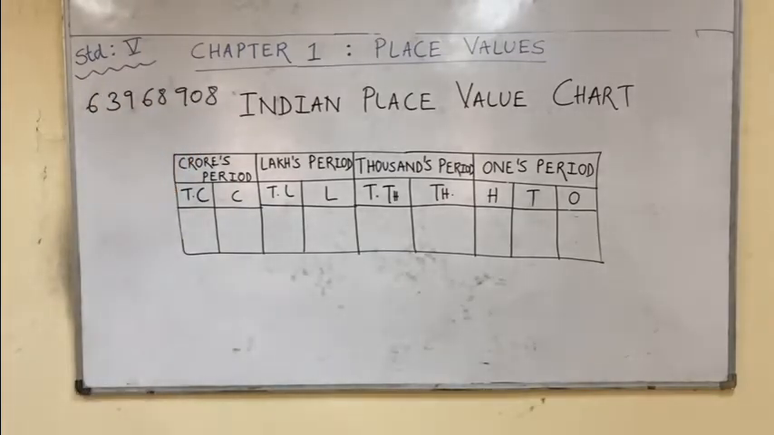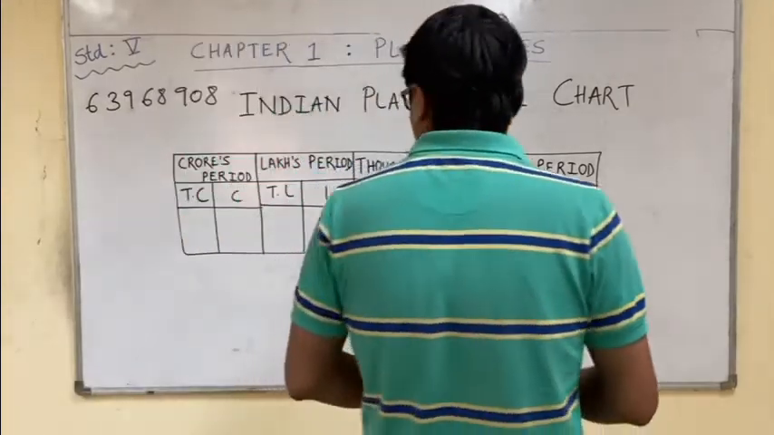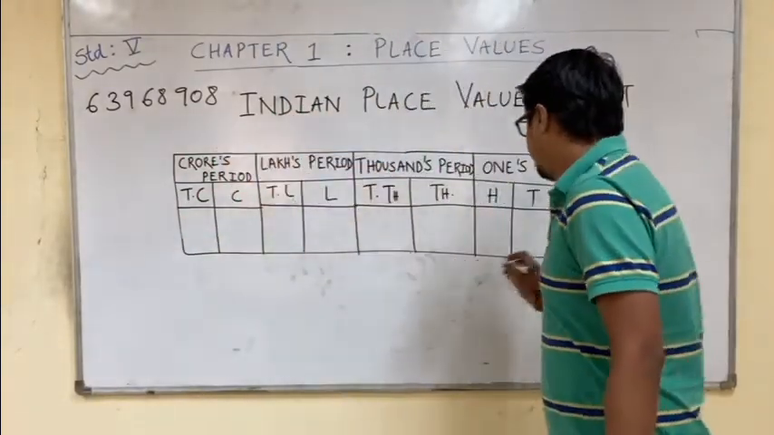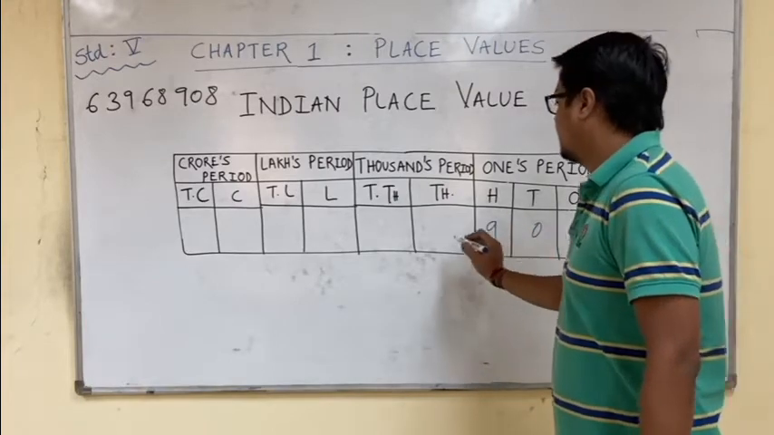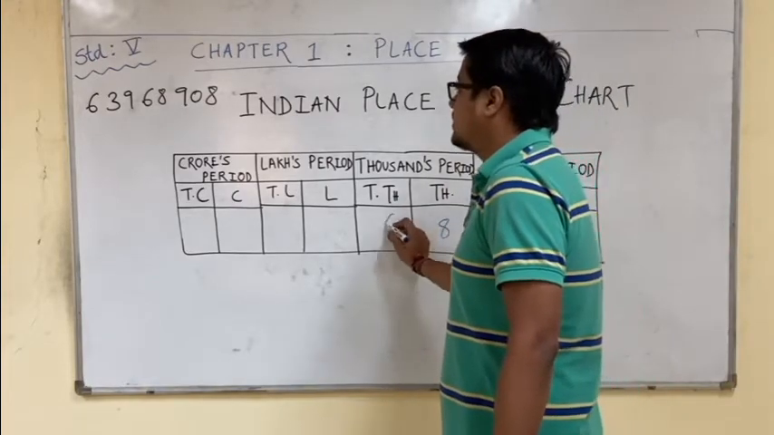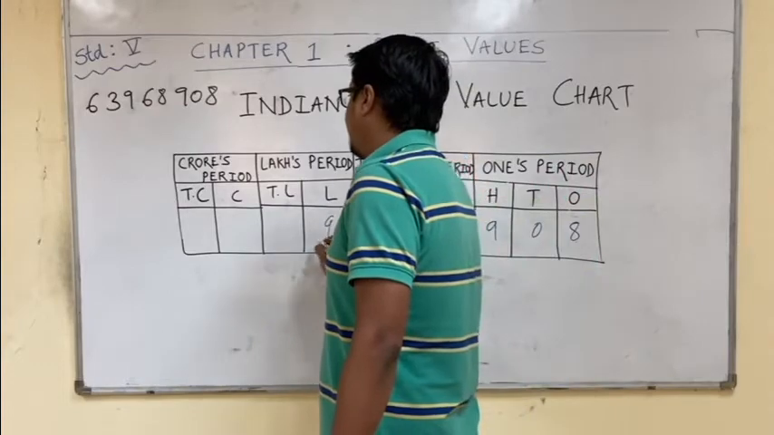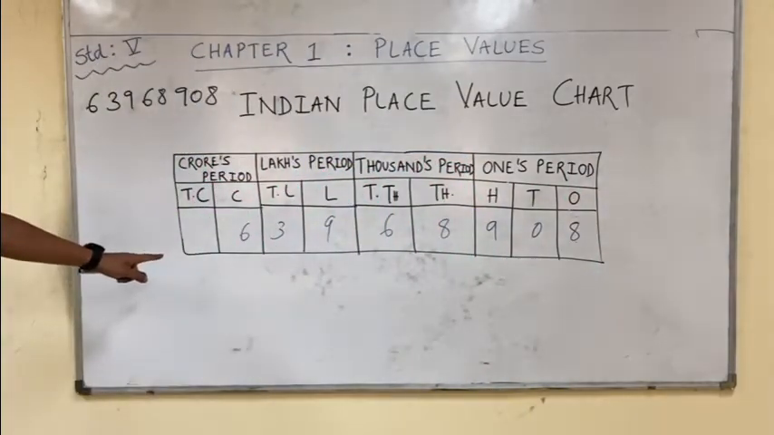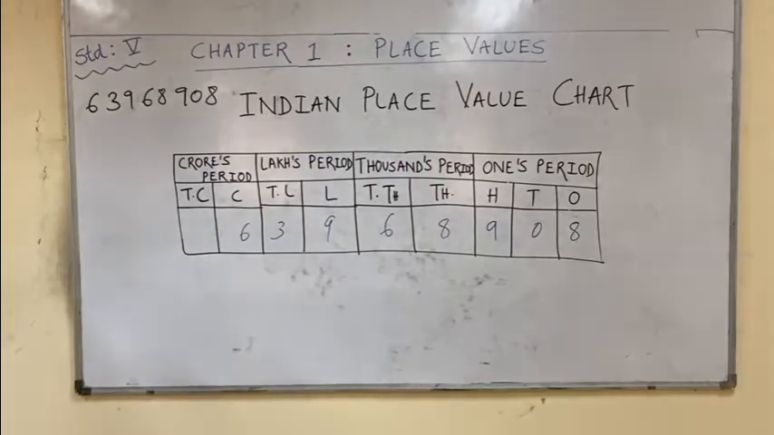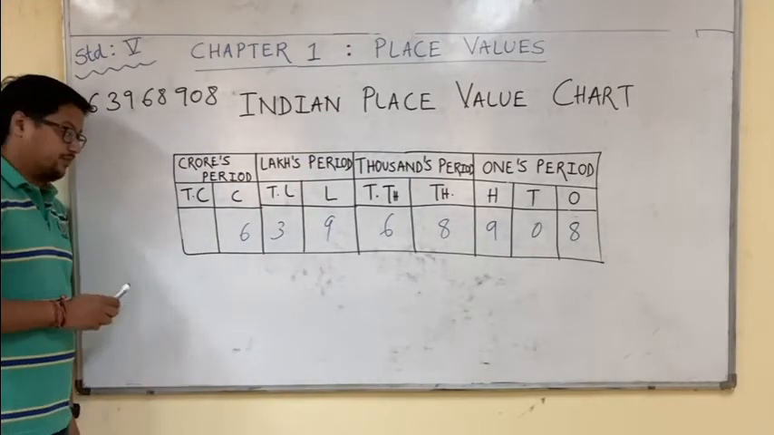Okay. Now what did sir tell you? Always write from the back. Okay. 8, 0 9 8 6 9 3 6. Correct. 639 68 90. Now students, you will see one thing.